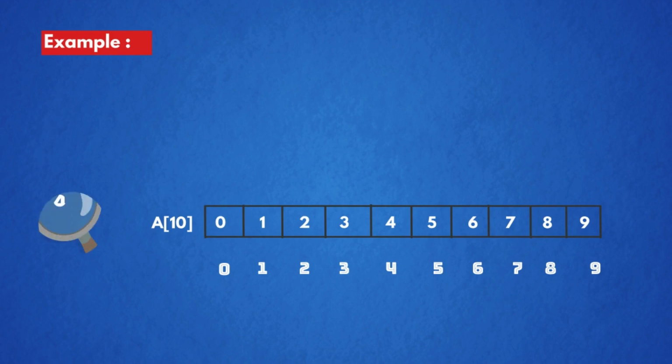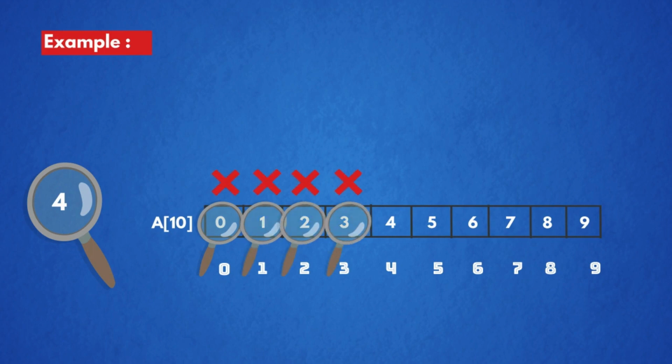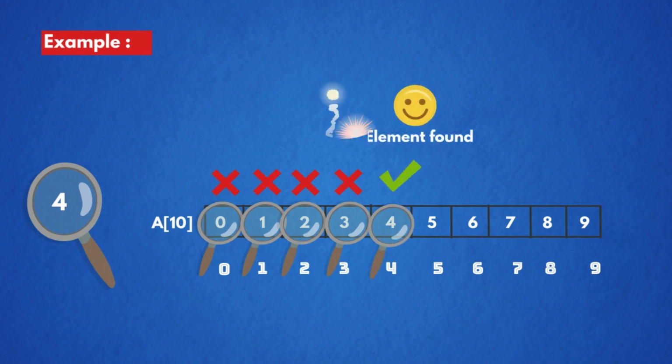Let the element to be searched be 4. Then we need to check if 4 is present at the 0th location, but we have 0 at the 0th location. So 4 is not present at the 0th location. Next, we continue to check at each and every location of the array. Next, we will search the 4th index element. The 4th index element is 4 and the element to be searched is also 4. Hence, the element is found.